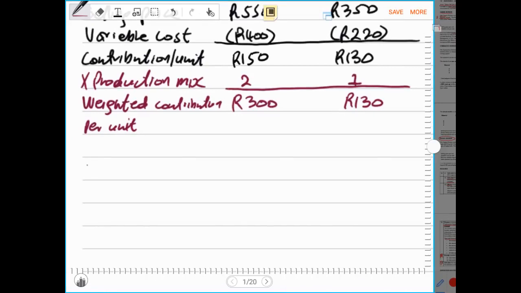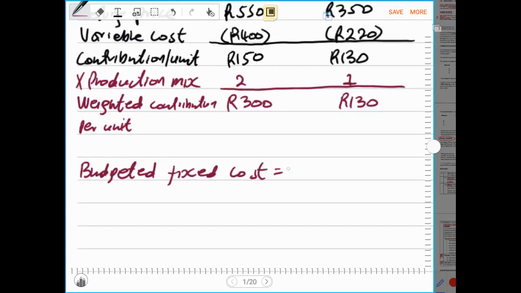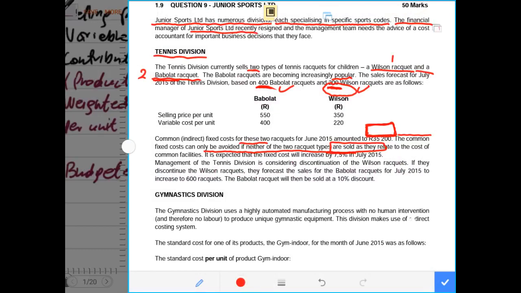Then we calculate our budgeted fixed cost. My budgeted fixed cost will be 35,200 times 1.075, because the expected increase is 7.5%. That is 7.5%.